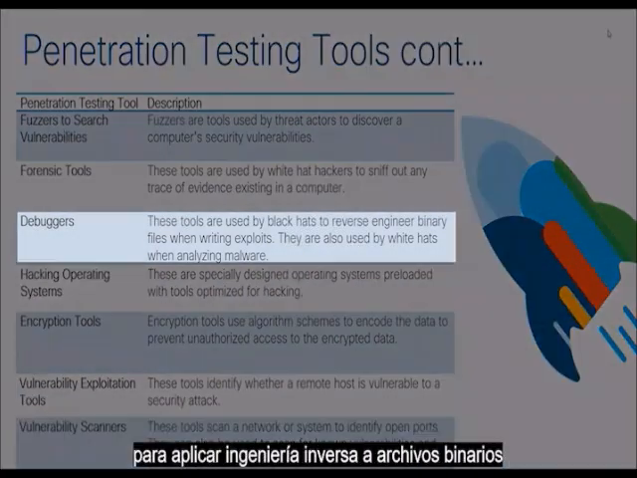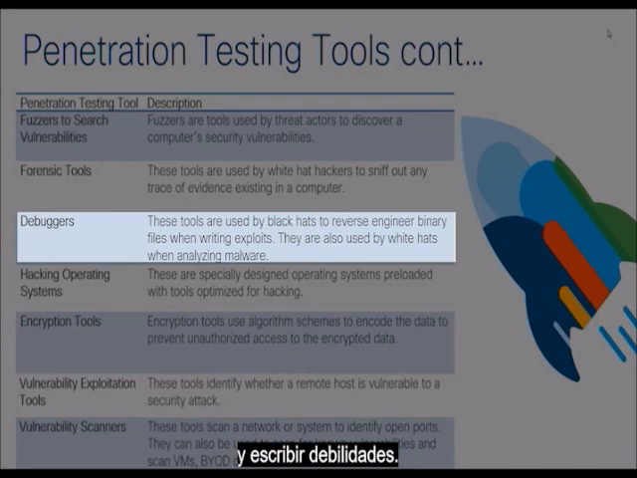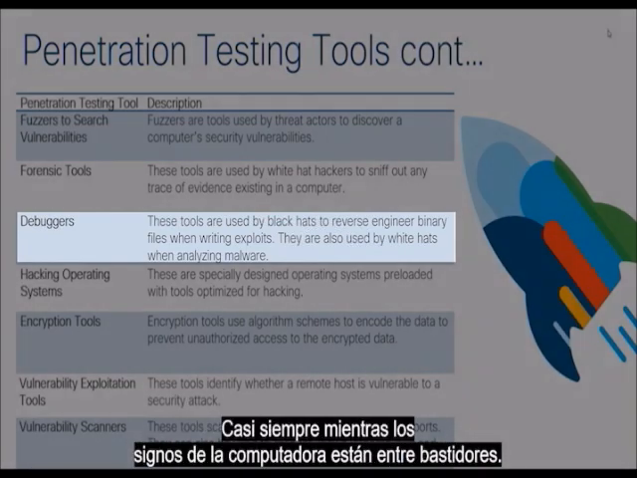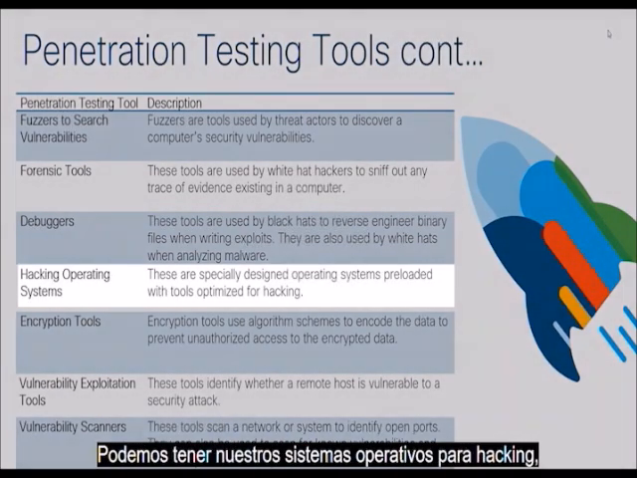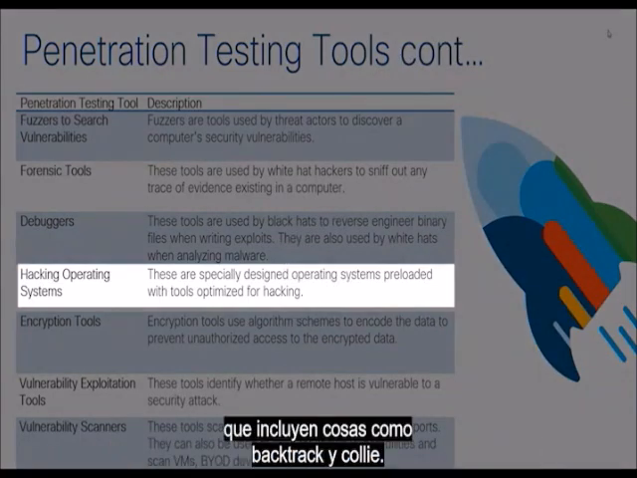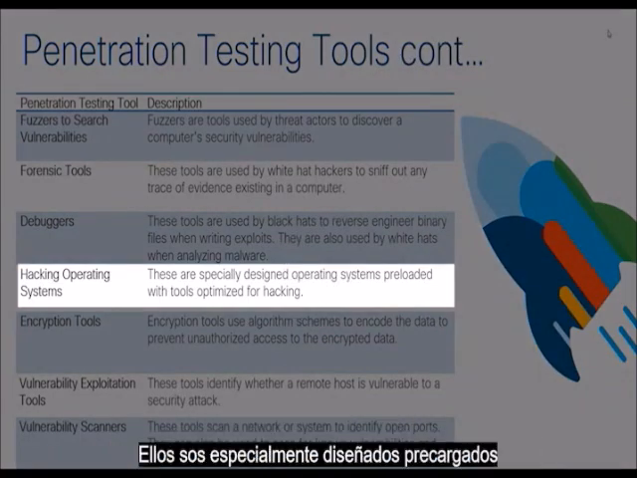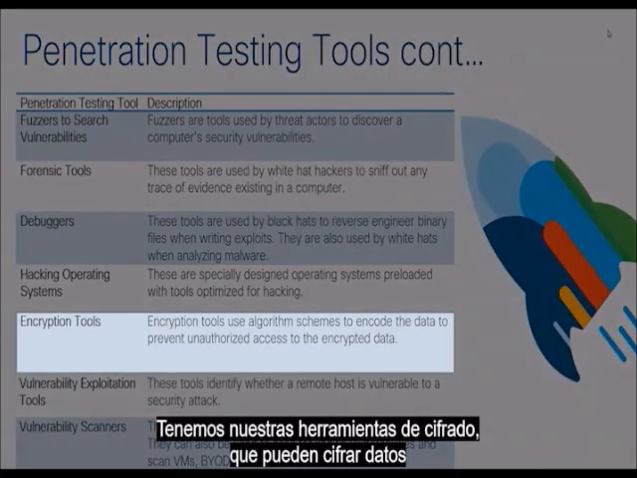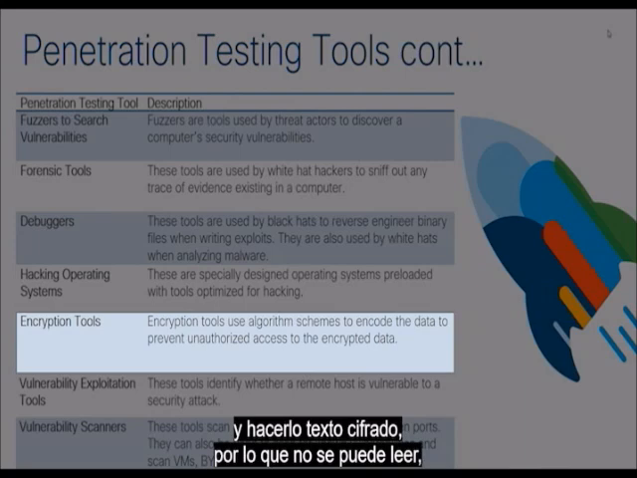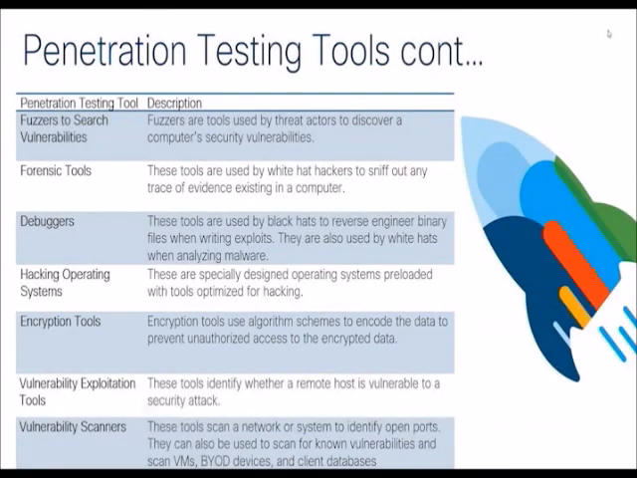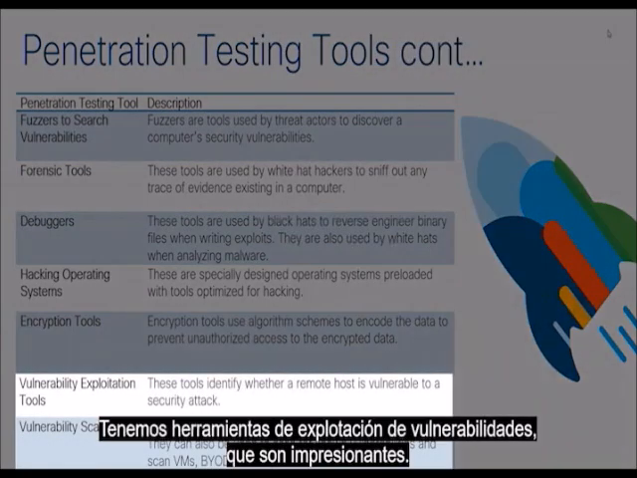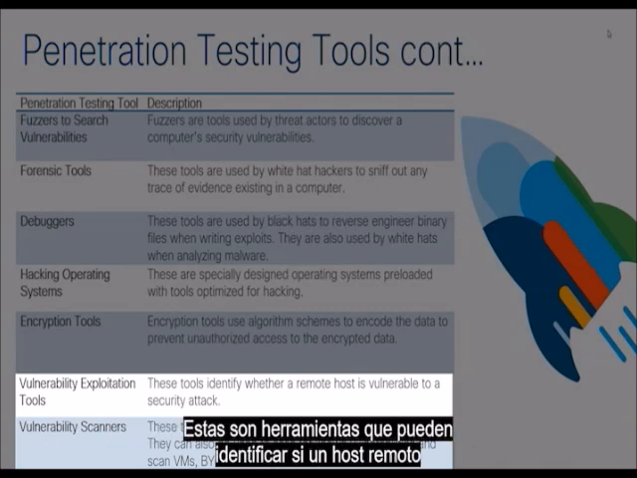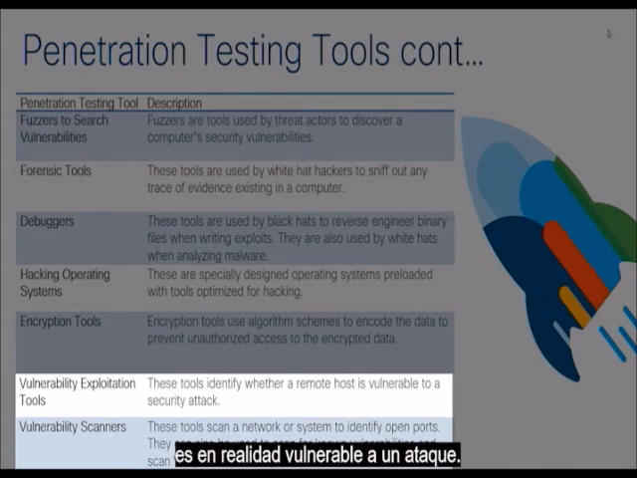We have debuggers to try to reverse engineer our binary files and when writing exploits. Pretty much is a lot of the computer science behind the scenes. We can have our hacking operating systems, which include things like Backtrack and Kali. They're specially designed OSs preloaded with penetration testing tools. We have our encryption tools, which can encrypt data and make it ciphertext so it can't be read, whether the user wants their data encrypted or not, and the threat actor decides to give the key to decrypt it or not. We have vulnerability exploitation tools, which are awesome. These are tools that can identify whether a remote host is actually vulnerable to an attack.